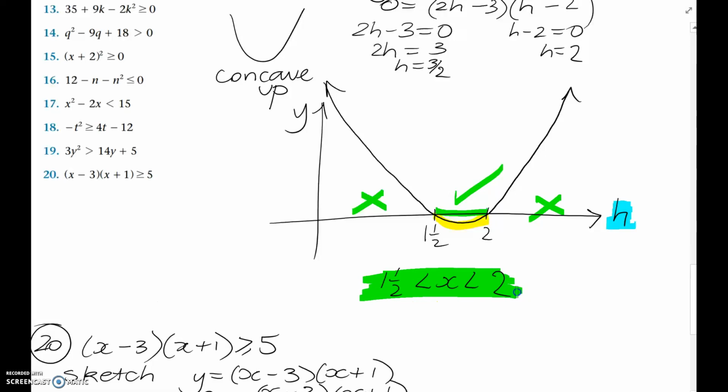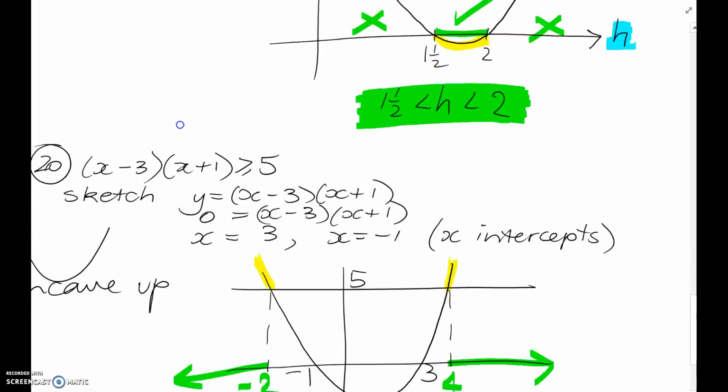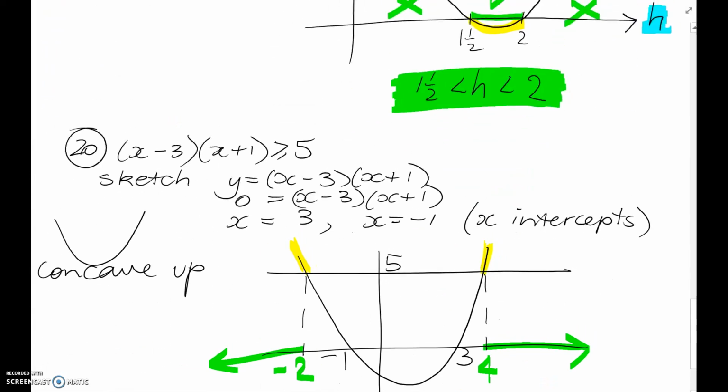So the h values, I'm going to have to fix that because I've got an x. Sometimes that happens. So the ones that actually work are going to be 1.5 up to 2, but not including, because it's not an or equal to. Number 20. You could actually expand that out, bring everything over to one side and treat it as a different parabola. But I didn't bother. I thought it's much easier for me to just draw this parabola, which is here, and then see where it is greater than or equal to 5.